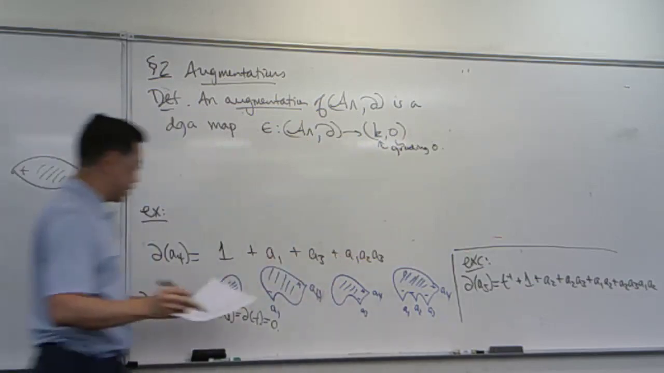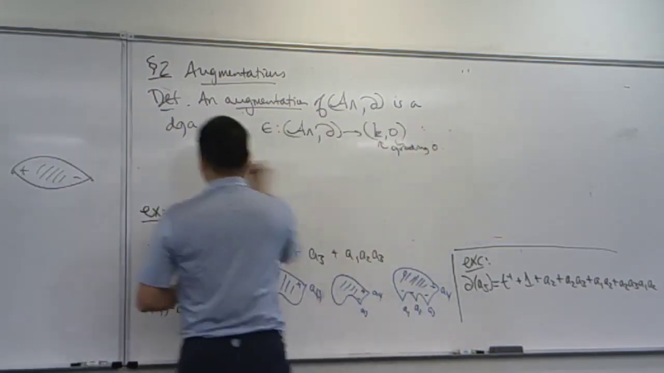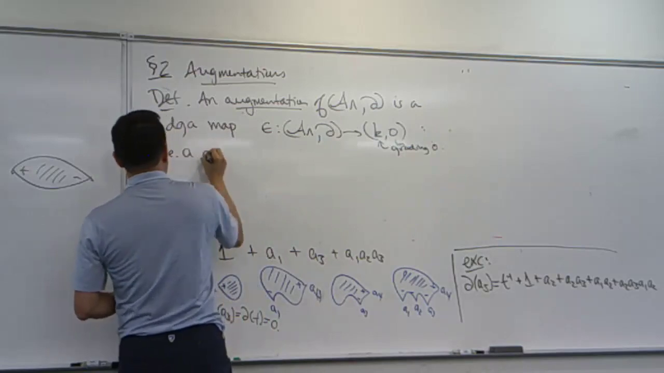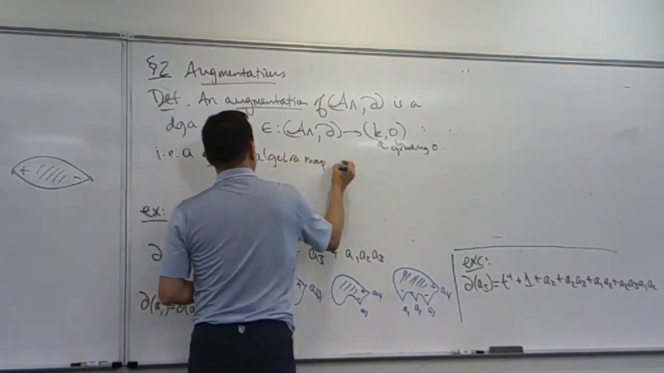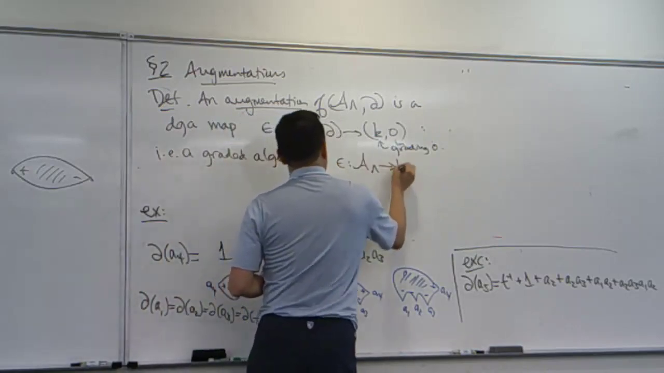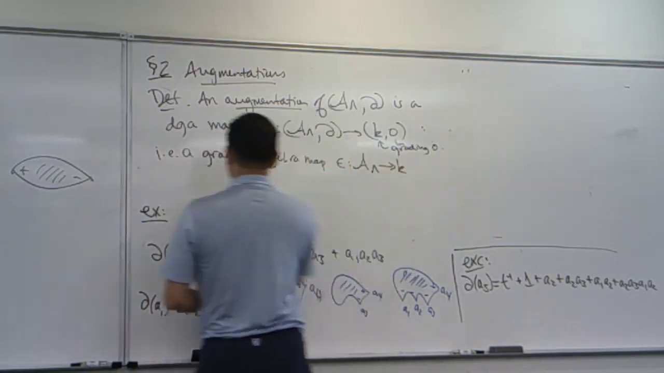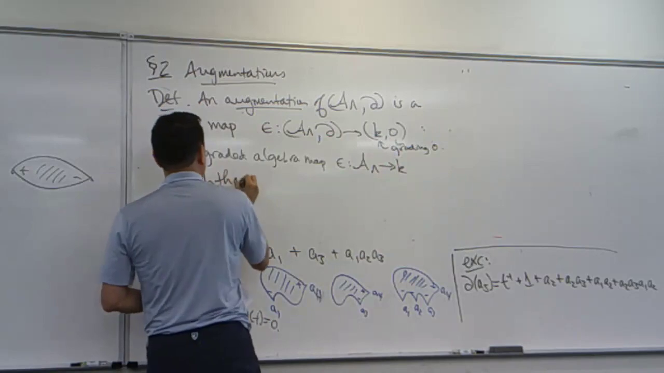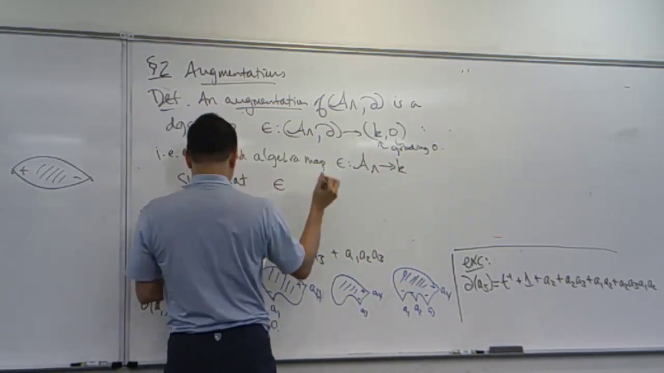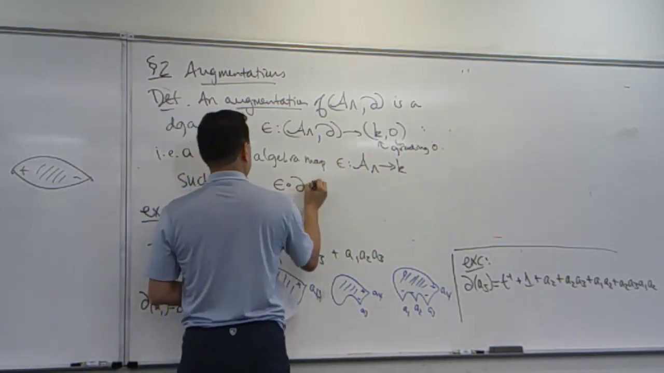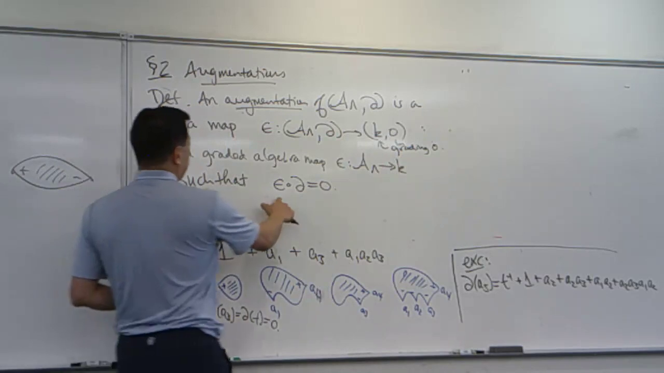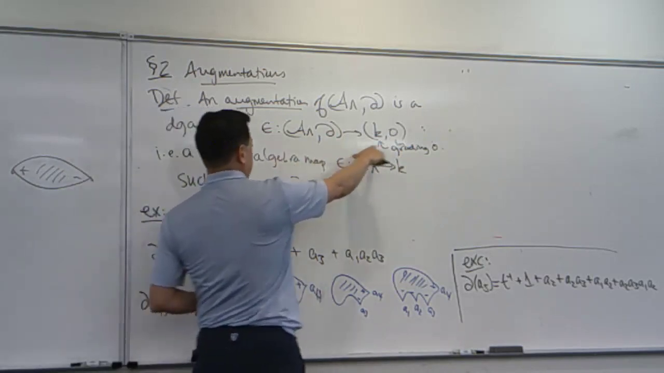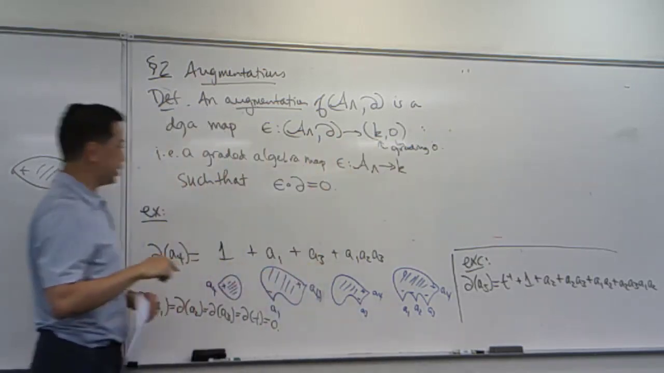Okay, so that's a specific way to say it, but maybe a better way to say this is, in other words, it's a graded algebra map epsilon such that this commutes with the differential, because this composed with the differential is the differential composed with that, which is just evident.